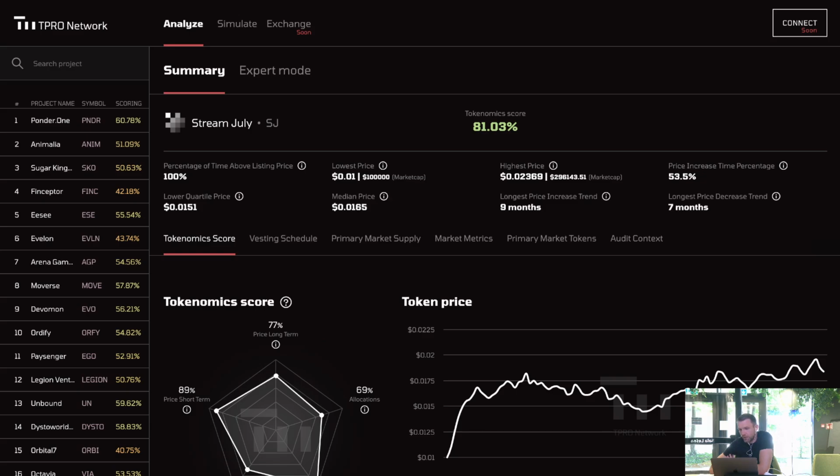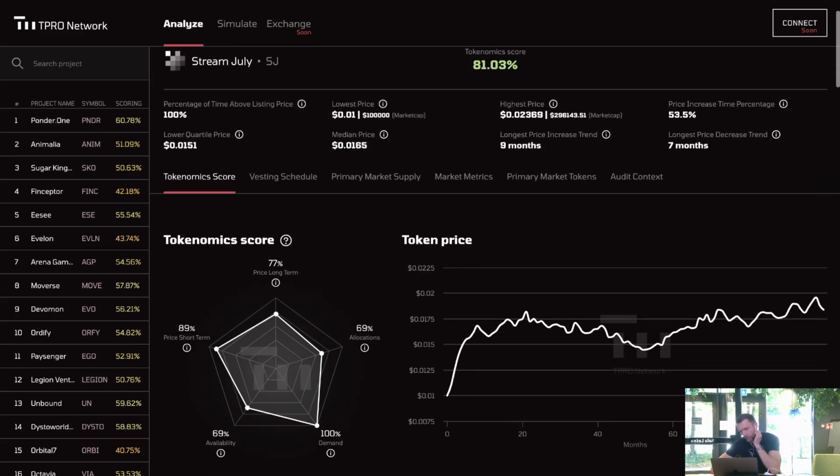This is where we are showing, in this time period, what part of the time period was in terms of the price increase trend. And the longest price increase trend was 9 months, as you can see. The longest price decrease trend was 7 months, which are also interesting factors for you to consider. The median price, but also the most important point, especially for most of the projects that tend to have this bad score, is the lowest quartile price, meaning that this is the price level below which the value of the token has fallen in 25% of the cases.